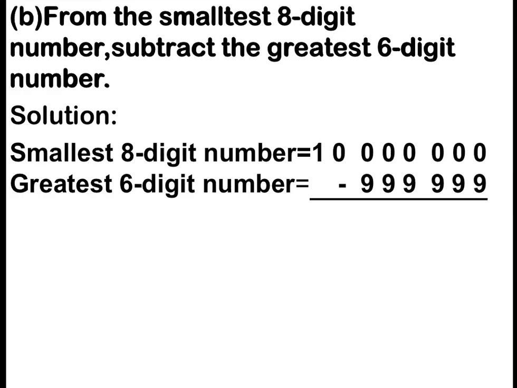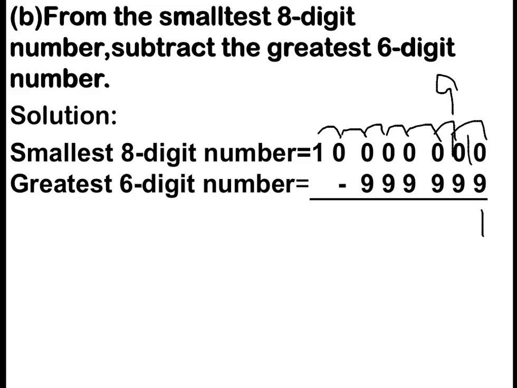Next step, part B. From the smallest 8 digit number, subtract the greatest 6 digit number. First we will write the solution, and then smallest 8 digit number is equal. Yes students, smallest 8 digit number is equal. Tell me. That is 10 million. Now we will subtract the greatest 6 digit number. 0 minus 9. No. First we will take carry. Yes. Then we will subtract. Here is 10. 10 minus 9 is equal 1.